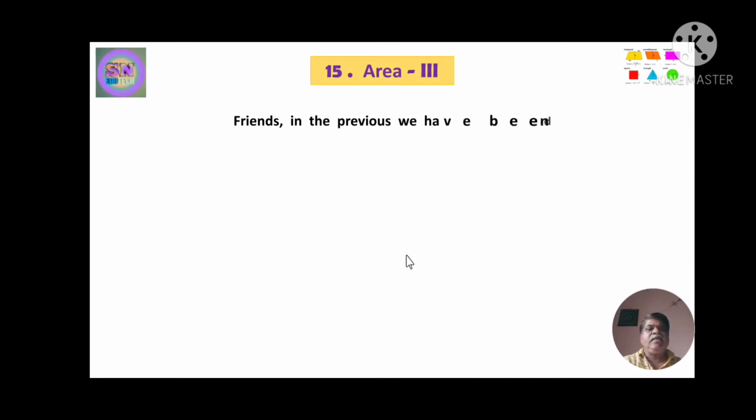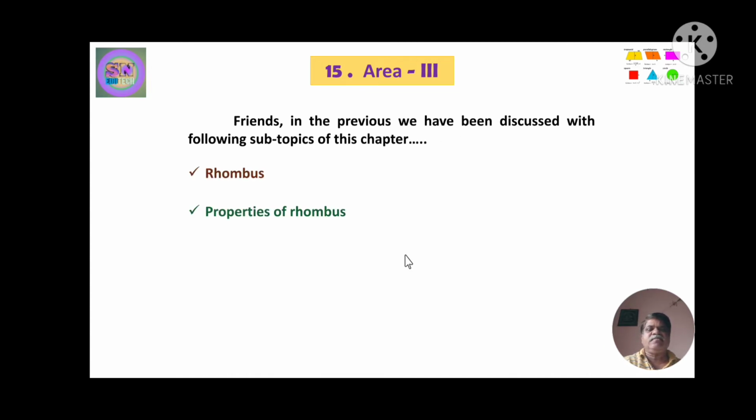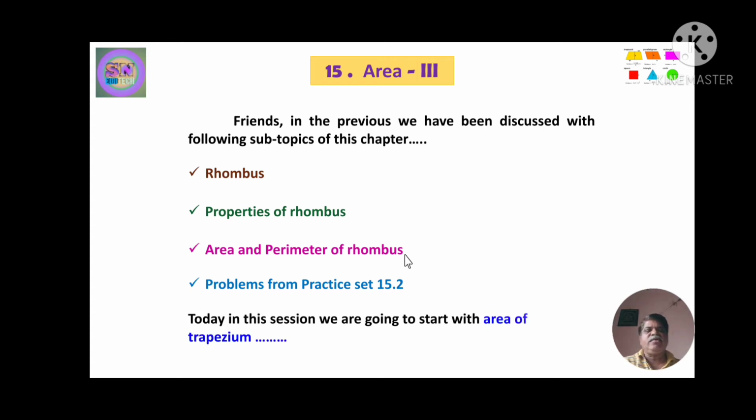Friends, in the previous session, we discussed the following subtopics of this chapter: rhombus, properties of the rhombus, area and perimeter of the rhombus, and problems from the practice set 15.2. Today, in this session, we are going to discuss the area of a trapezium and problems from the practice set 15.3.